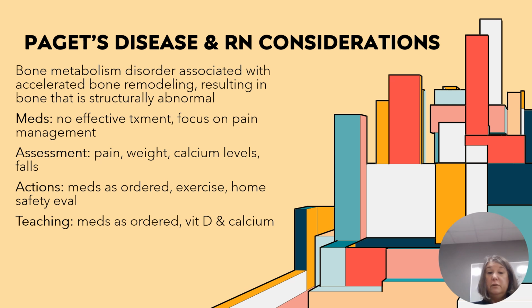Let's see here. Sorry, I went ahead of myself as I'm talking. So this is also referred to as osteitis deformans. So it's a bone metabolism disorder associated with accelerated bone remodeling, resulting in bone that is structurally abnormal. The skeletal areas most commonly affected are the skull, femur, tibia, pelvic bones, vertebral column. So imagine how this would affect mobility, right? And then if it's facial, psychosocial, right? If your face is deformed like that, definitely psychosocial.